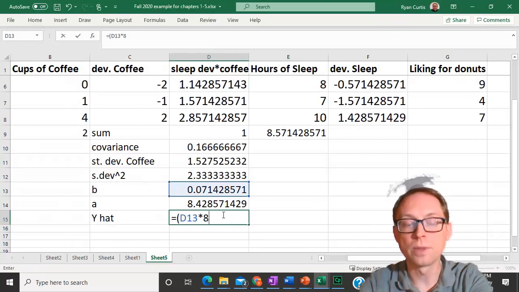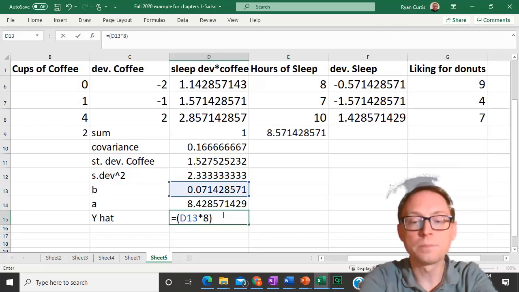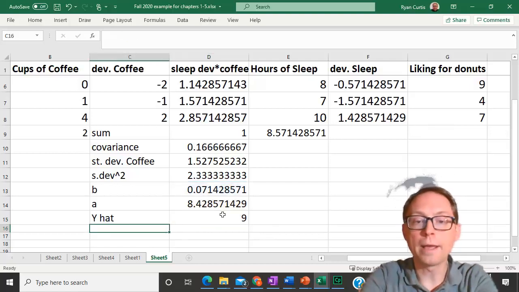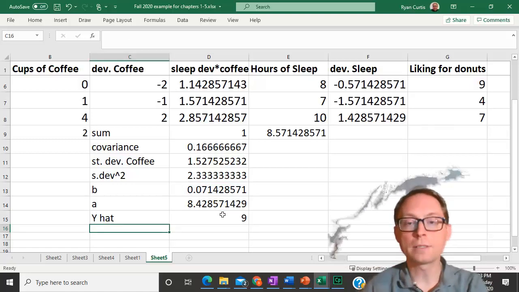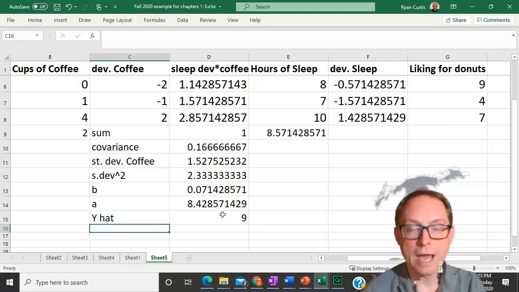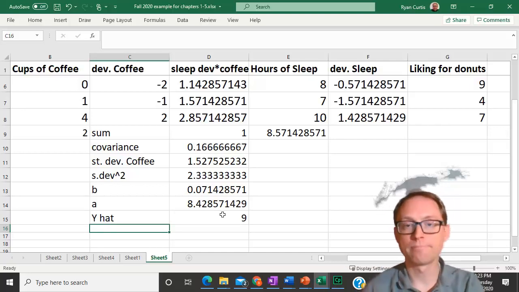That's the x that you put into this equation. In that case, 8 plus a, which is the y-intercept. If you drank 8 cups of coffee, I would predict you'd get 9 hours of sleep. That's what this is saying.